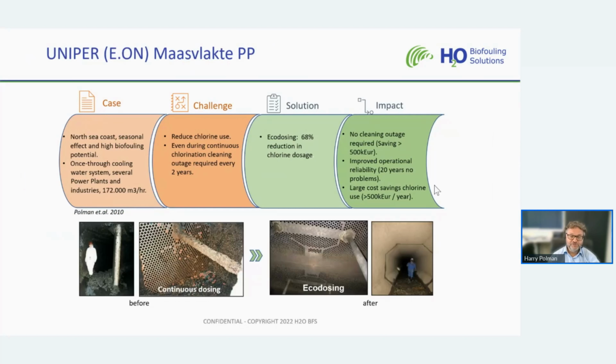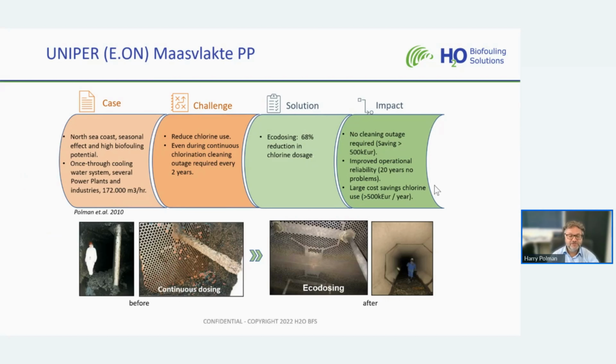I'd like to refer to two case studies we have for the technology eco-dosing. The first one is a power plant on the seawater coast in the Netherlands, Maasvlakte. I refer to this location because this was the first location where the technology was implemented. Before the technology was implemented, they used continuous chlorination.